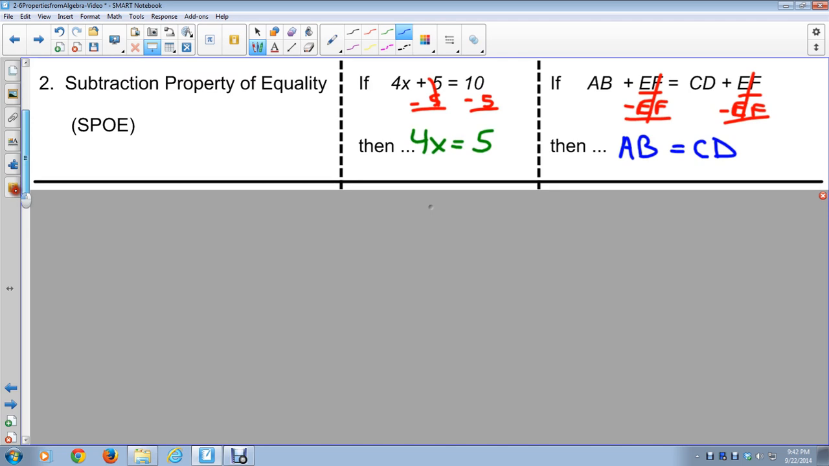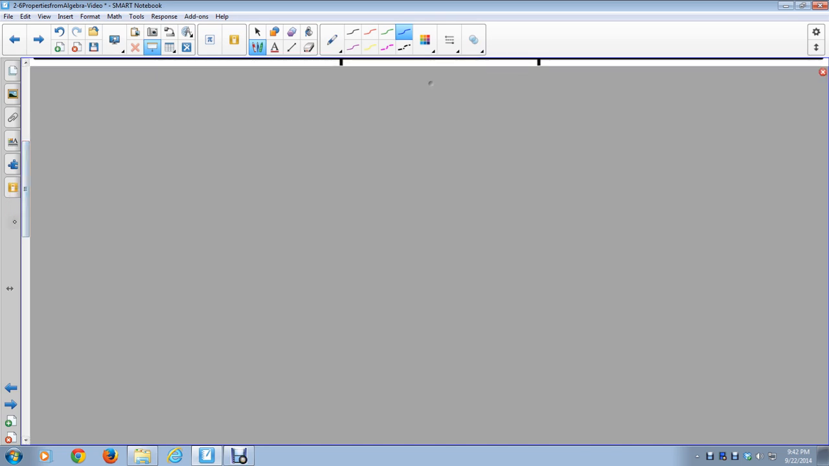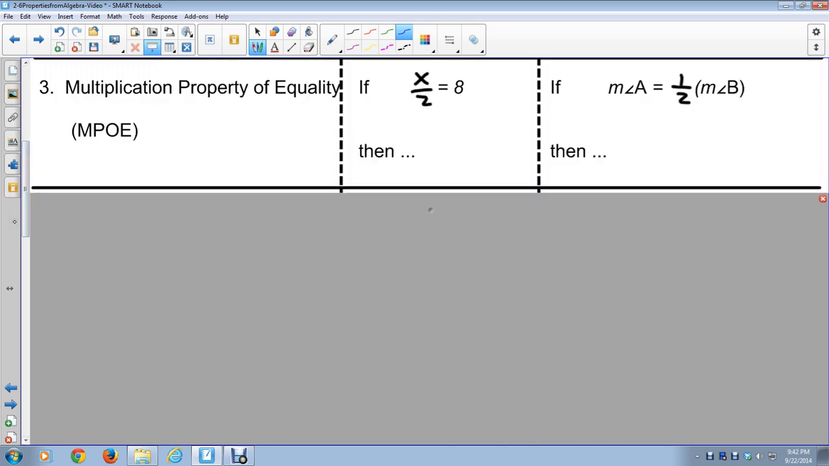Okay, the addition and subtraction are really opposites of each other. Let's take a look at another one. Multiplication property of equality. I know some of you abbreviate these as POS for property of equality. Okay, so we can keep using that if you're used to that abbreviation. MPO, APO, SPO. I've got if x over 2 is equal to 8, or x divided by 2 is equal to 8 is another way of reading that, then what can I say is true?